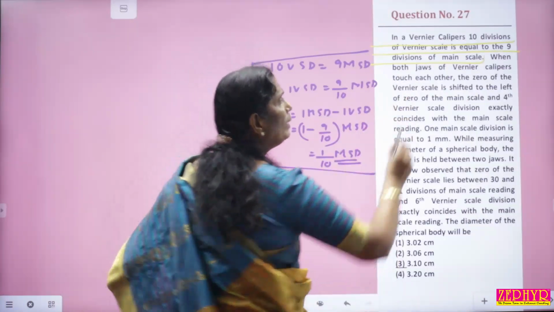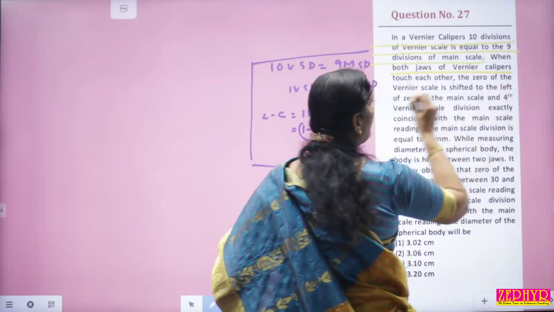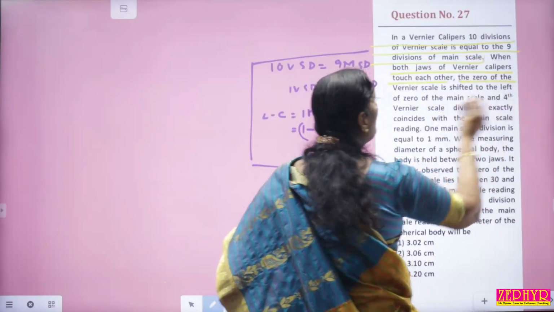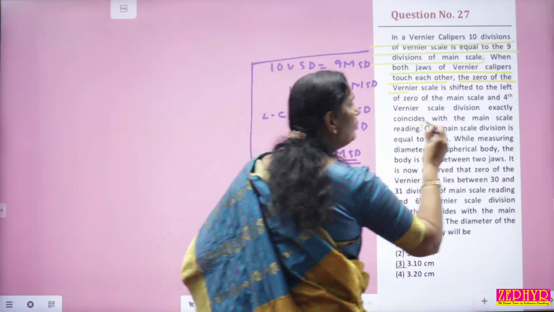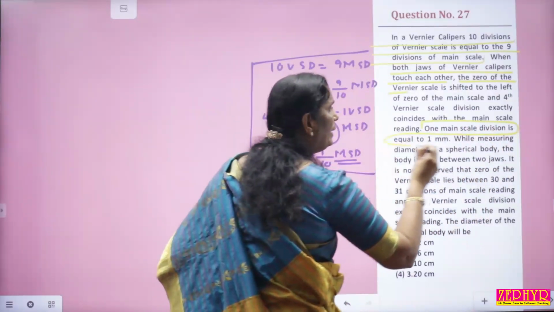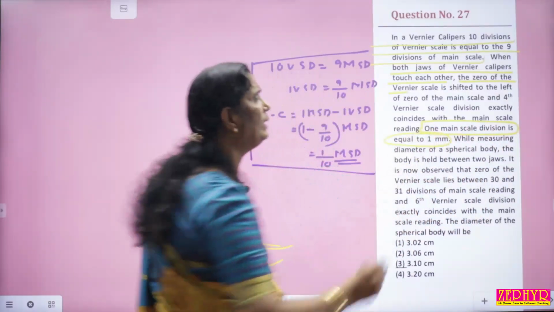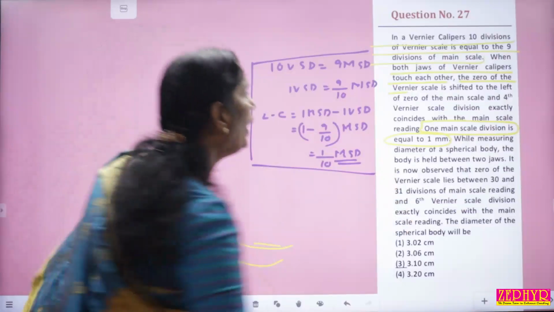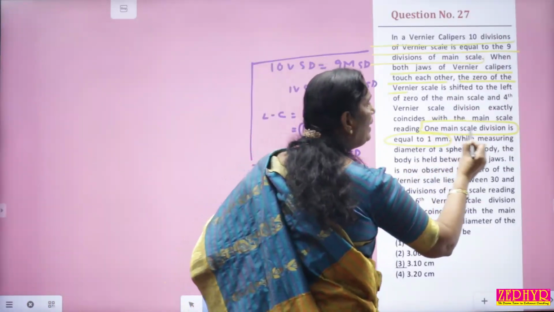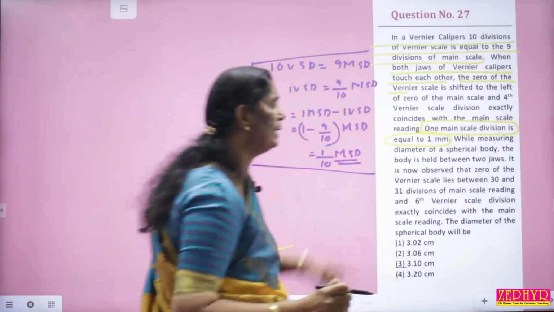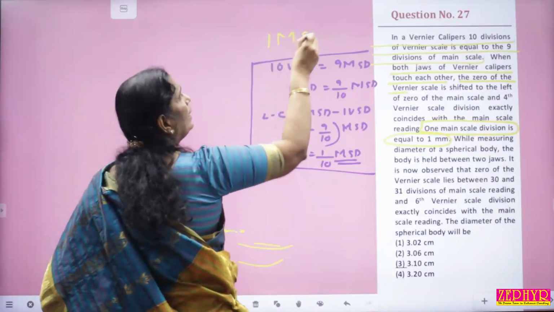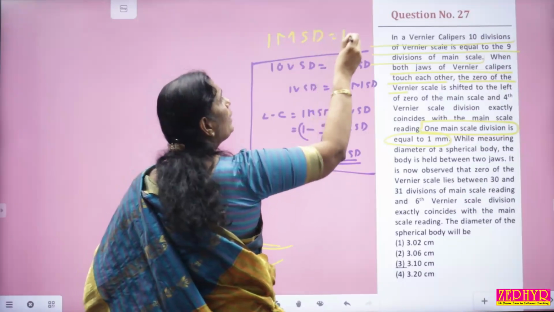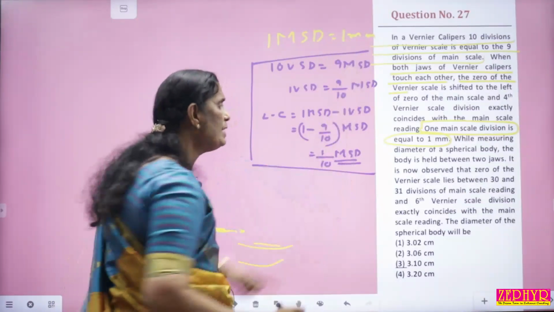Okay. So when both the jaws of the vernier scale touch each other, the zero of the vernier scale is for zero error. And here they have given the value of MSD. Please read this one. One main scale division is equal to 1 millimeter. That is my first part. 1 MSD is equal to 1 millimeter. So I can finish this step.